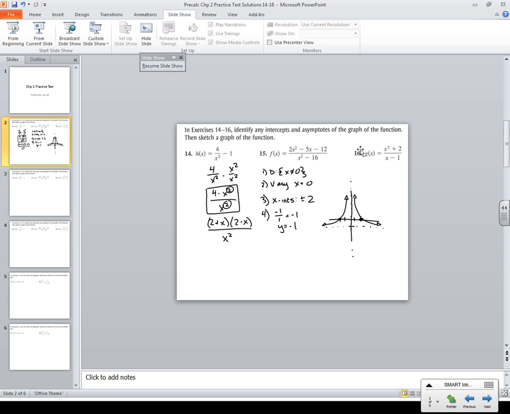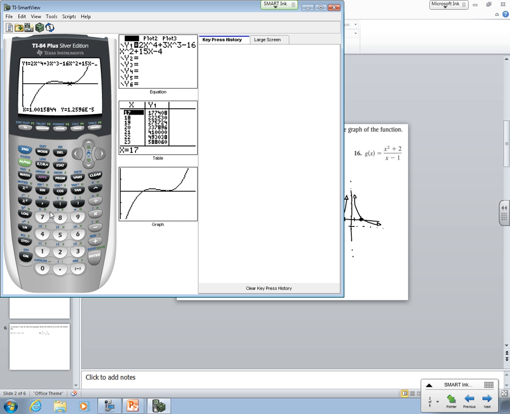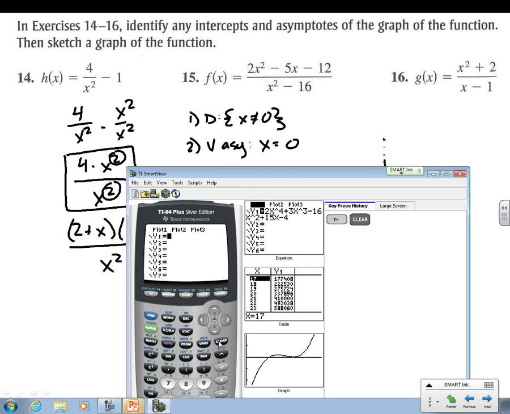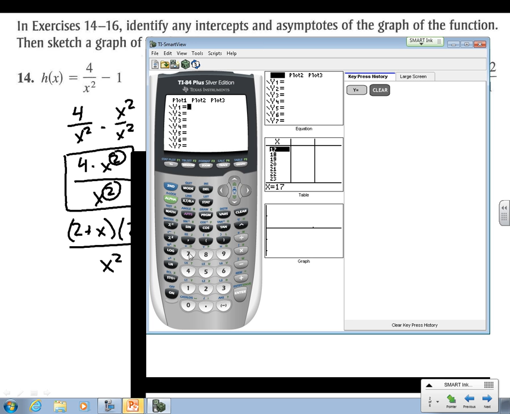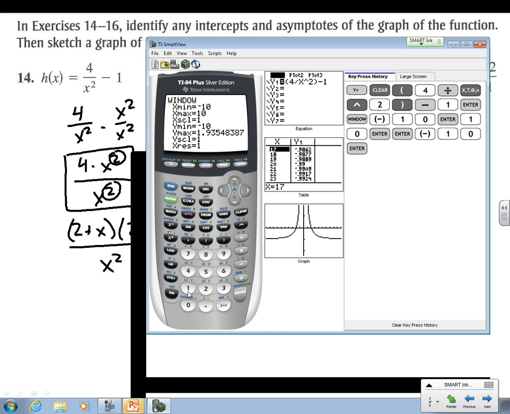Let's flip over to our graphing calculator here and just confirm that this is the shape that we're going to get here. So let's see. Y equals, let's clear this out. And be very careful with our parentheses. 4 divided by x squared, and parentheses, minus 1. So our equation, let's set my window so that I can see all 4 quadrants, -10 to 10, and -10 to 10.